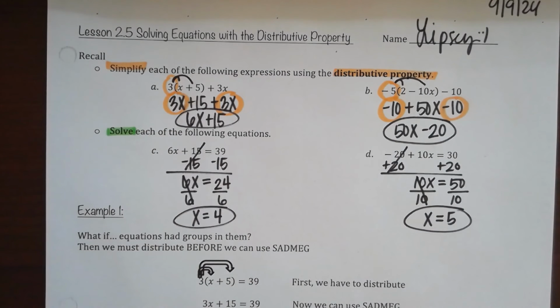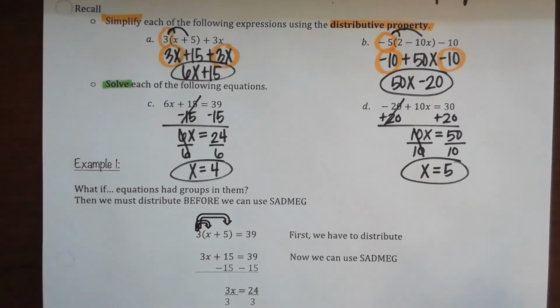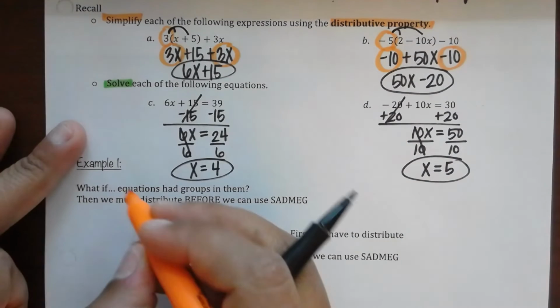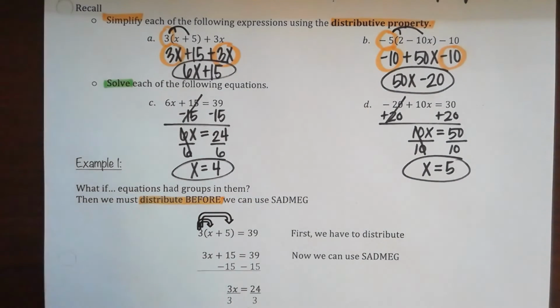How are we feeling on the recalls? Good. Now, we're going to take those two concepts and put them together, okay? So you're still going to distribute and combine like terms first, and then we're going to solve. Does that make sense? Looking at this example with me, it says, what if equations had groups in them, meaning parentheses? Then we must distribute before we solve.